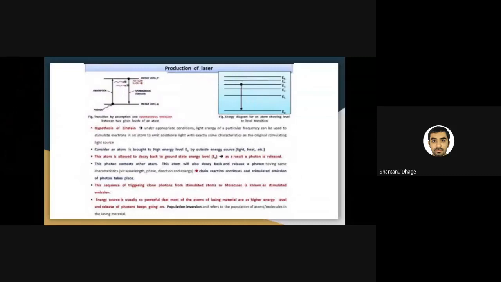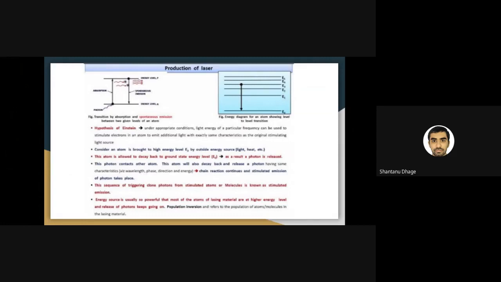No, that photon is released by that metal. So that photon is nothing but the light. This photon contacts other atoms in your lasing medium, and this atom will also decay back and release another photon. That means the new atom will go first to the E2 level, and from that E2 level it will decay back to your E1 level, and it will release another photon. And this leads to a chain reaction that continues, and the stimulated emission of a photon keeps taking place.